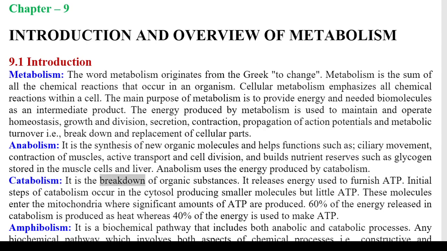Catabolism. It is the breakdown of organic substances. It releases energy used to furnish ADP. Initial steps of catabolism occur in the cytosol, producing smaller molecules but little ADP. These molecules enter the mitochondria where significant amounts of ADP are produced. 60% of the energy released in catabolism is produced as heat, whereas 40% of the energy is used to make ADP. Amphibolism. It is a biochemical pathway that includes both anabolic and catabolic processes.